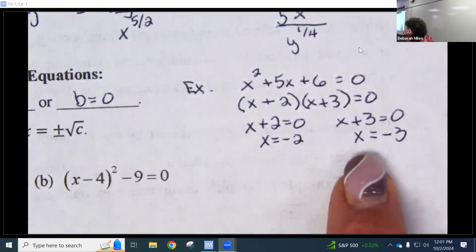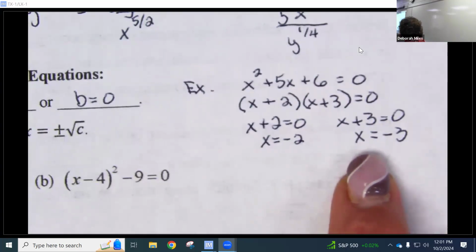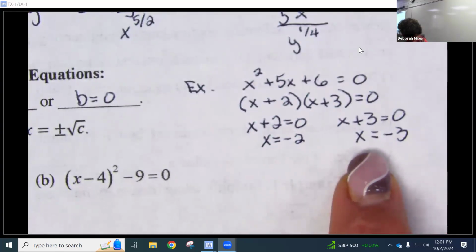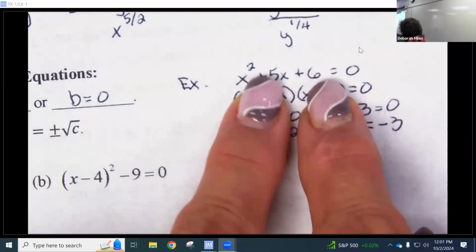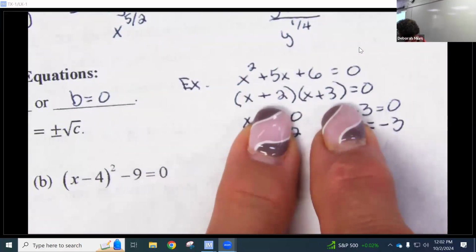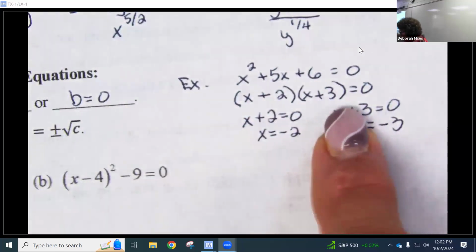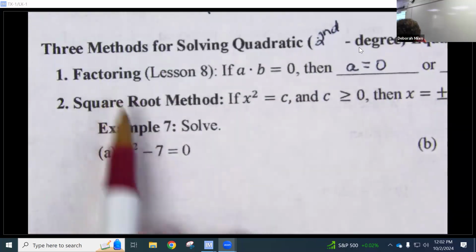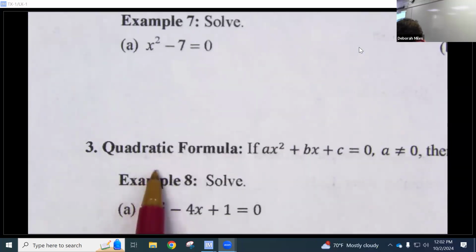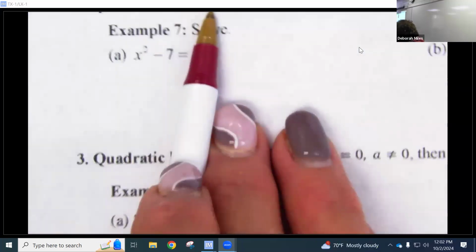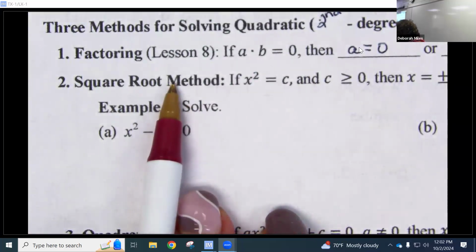So that's the way we solved quadratic equations in lesson 8, but we know that not all quadratic expressions will factor. We've seen some in that video. What was that word for an expression that would not factor? Oh, yes, prime. If this was prime, I couldn't factor it. I'd have to use a different method. So our other 2 methods, other than factoring, are the square root method and the good old quadratic formula. Let's talk about the square root method first, and then we'll get to the quadratic formula.